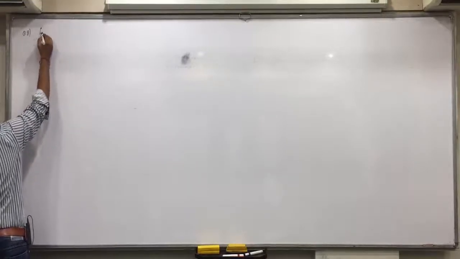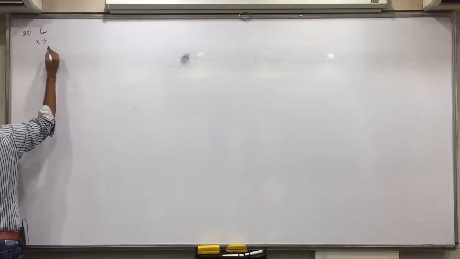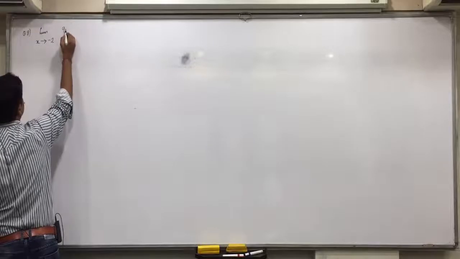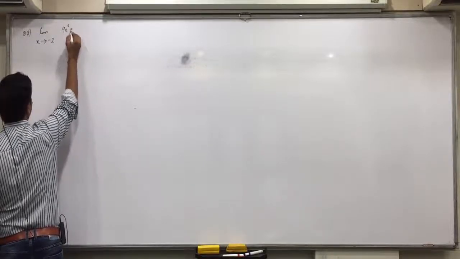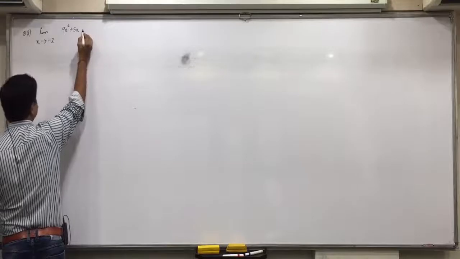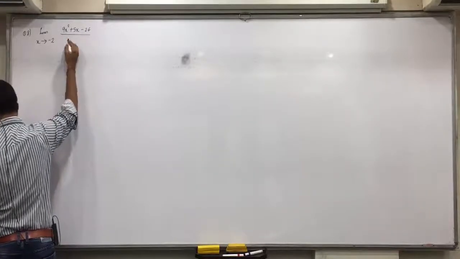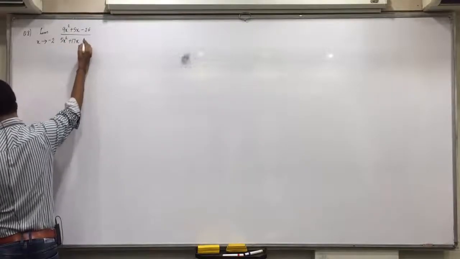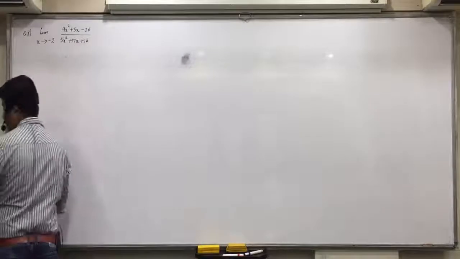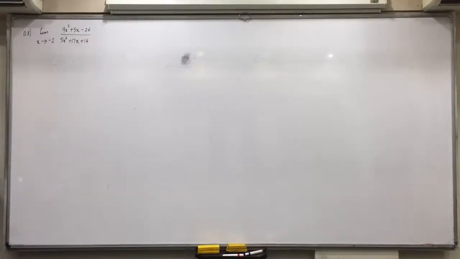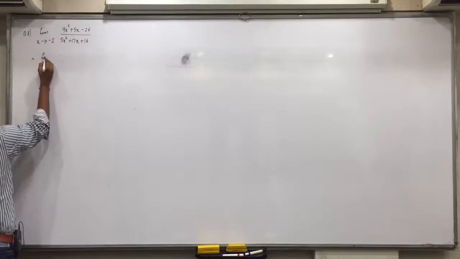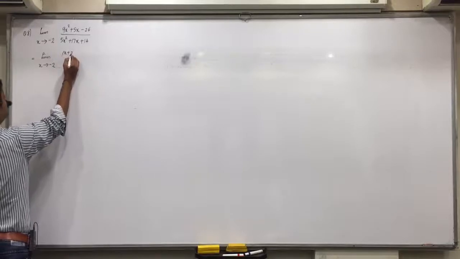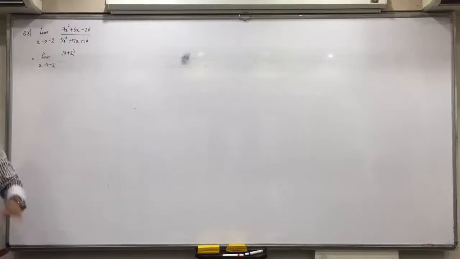Limit x tends to minus 2, (9x square plus 5x minus 26) divided by (5x square plus 17x plus 14). Now, is equal to limit x tends to minus 2. First of all, x minus will become plus. So x plus 2 is one of the common factors.